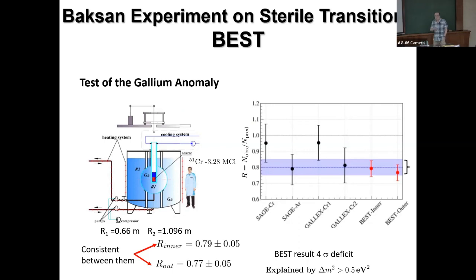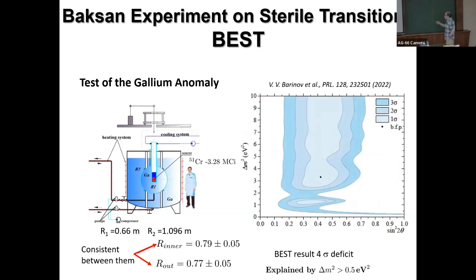Then, to the rescue, in order to solve the problem, another experiment was prepared in Russia, which is called BEST, to test just this gallium anomaly, obviously making a similar procedure, but the idea is to test the same technique that they use. And what they found, a 4 sigma deficit. So what is the status of the problem now? Unsolved. The evidence of the gallium anomaly still survives, whatever you want to say.